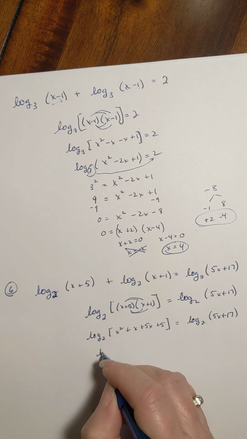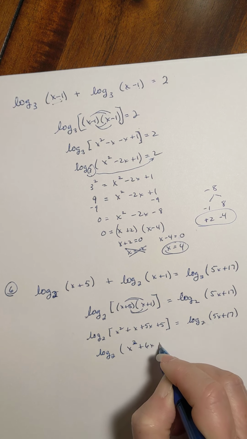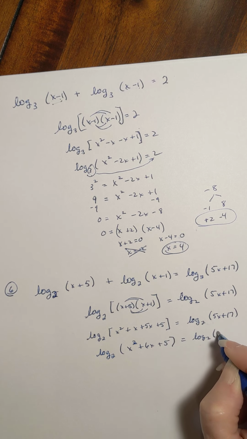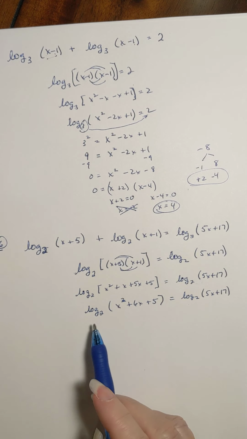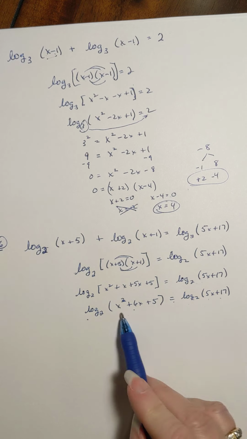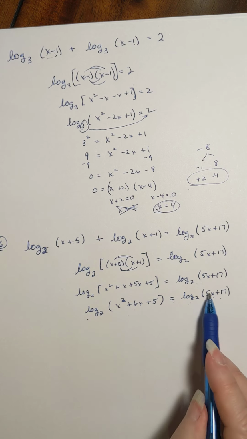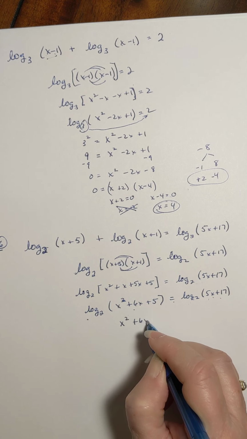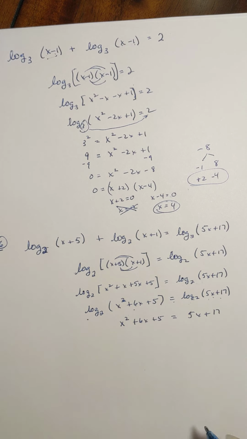So now I'm going to simplify that. So I get x squared plus 6x plus 5 is equal to log to the base 2 of 5x plus 17. Now on this one, notice again, I have the log of something equals the same log of something else. So if these two are equal and the logs are the same, then these two things that I'm taking the logs of have to be equal. So x squared plus 6x plus 5 is equal to 5x plus 17.